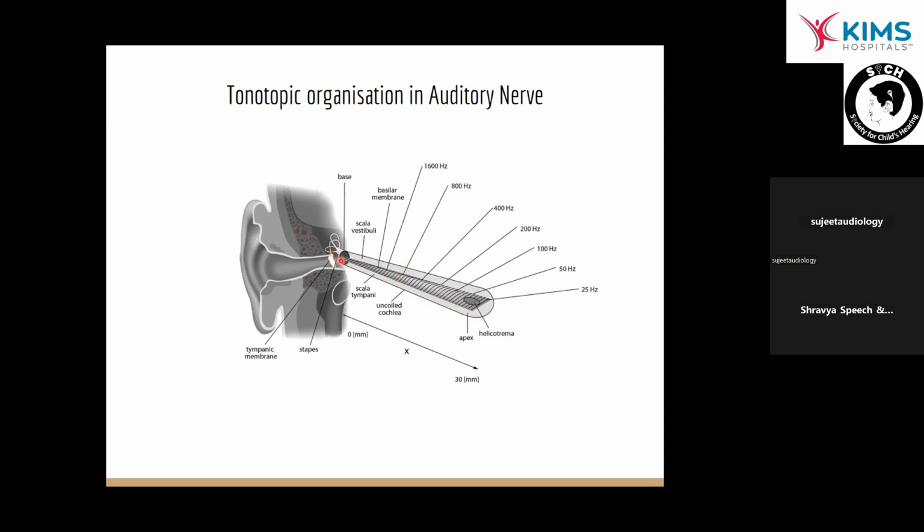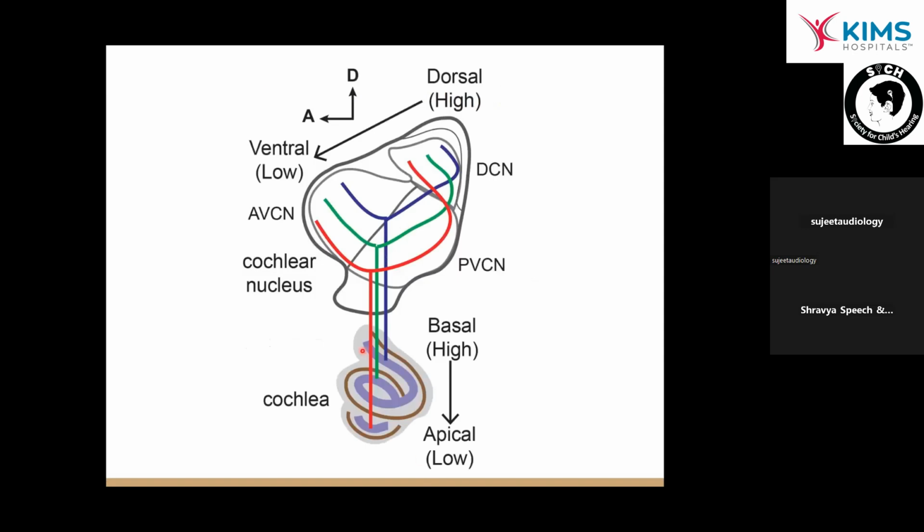Hence, whenever there is a low frequency sound, it gets processed from your apical region. Whenever there is a high frequency sound, it gets processed from the basal region. Fine. Now understand this, in the next slide, this is your basal region and this is your apical region. Basal regions are responsible for high frequency, apical regions for low frequency. So when you learn about the tonotopic organization in the entire auditory system, you say that there are high frequency fibers, low frequency fibers, and mid frequency fibers.